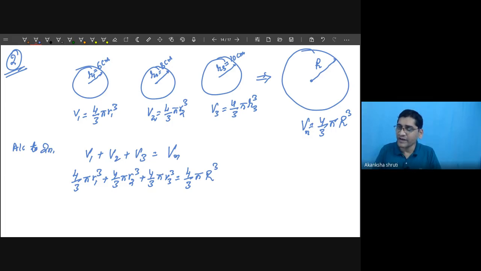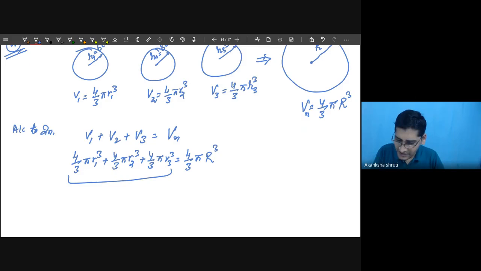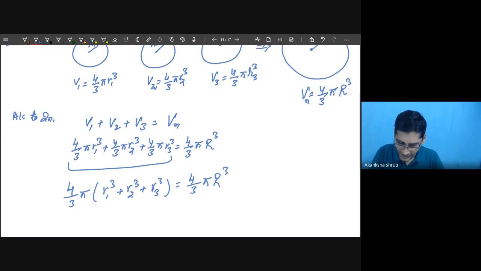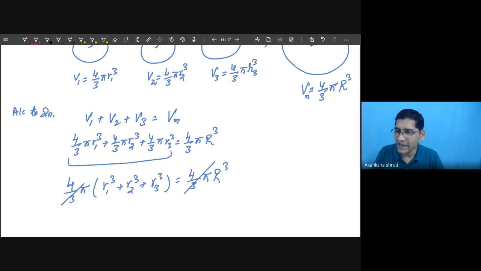Here we are getting 4 by 3 common everywhere. Means from the first three, 4 by 3 pi can be taken common. Then we can write R1 cube plus R2 cube plus R3 cube. This is equated to 4 by 3 pi capital R cube. Now this 4 by 3 pi can be cancelled on both sides.